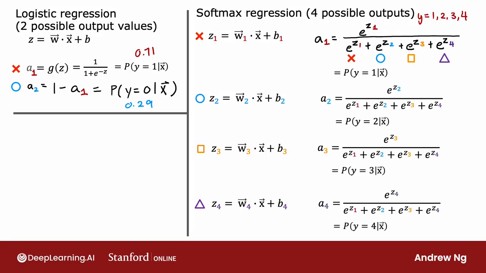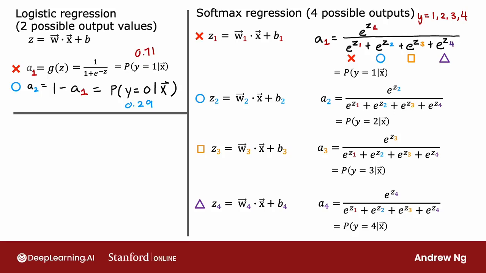Whereas on the left, we wrote down the specification for the logistic regression model, these equations on the right are our specification for the softmax regression model. It has parameters W1 through W4 and B1 through B4. And if you can learn appropriate choices for all these parameters, then this gives you a way of predicting the chance of y being 1, 2, 3, or 4, given a set of input features x.